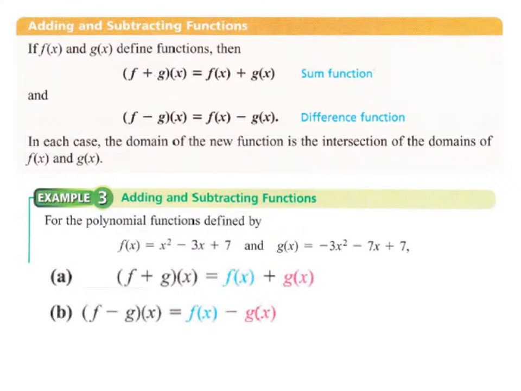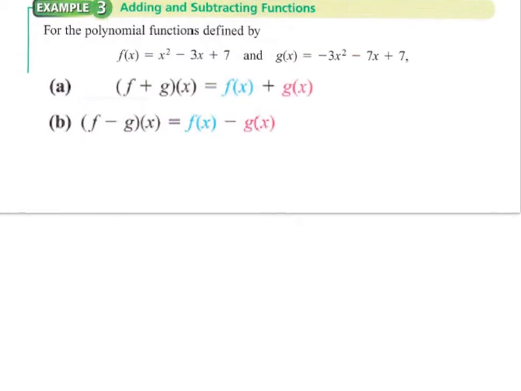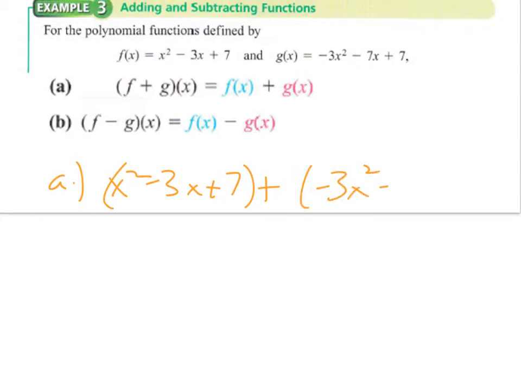So here on this one, we're looking at adding, in the first case, f of x plus g of x, and then second case, finding the difference. As I mentioned, it's really just a matter of then here for a, doing f of x plus g of x. Well, f of x is x squared minus 3x plus 7, and then g of x is negative 3x squared minus 7x plus 7. Parentheses are really just to emphasize that here is one function, here is another. This is f of x, this is g of x, and we just combine our like terms.